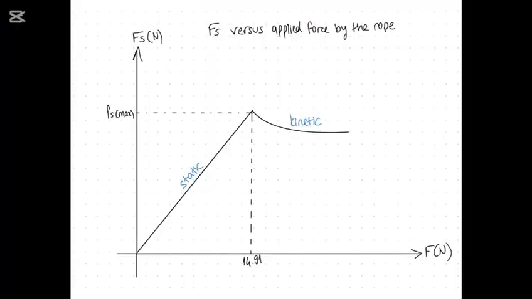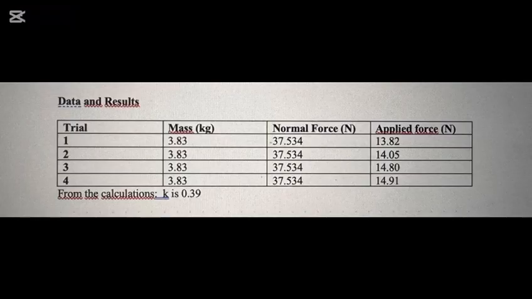Here is the graph of F static versus applied force on the rope. Since the object is not moving until 14.91 Newton, F static equals the force on the rope. And here is the table of trials. I have measured K as 0.39 from the formula.